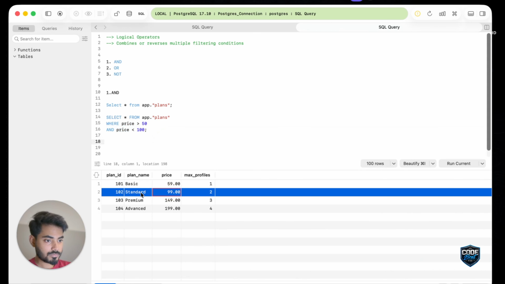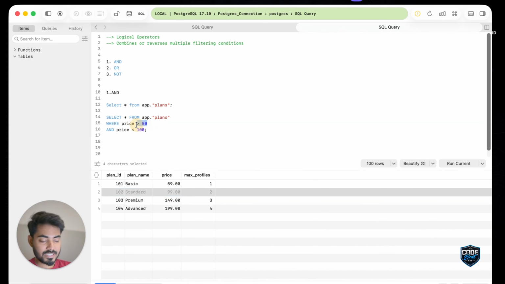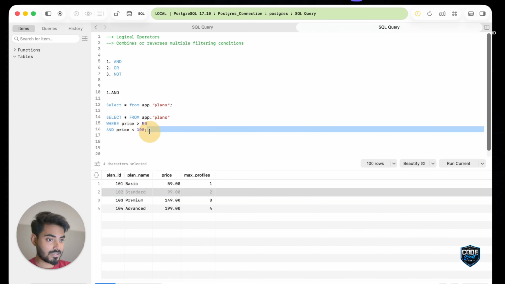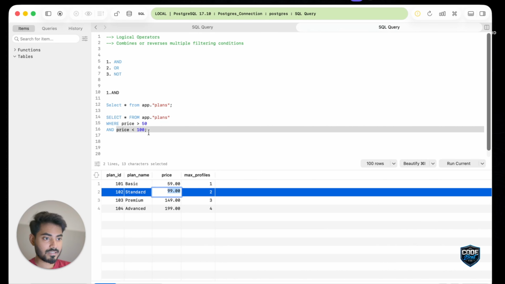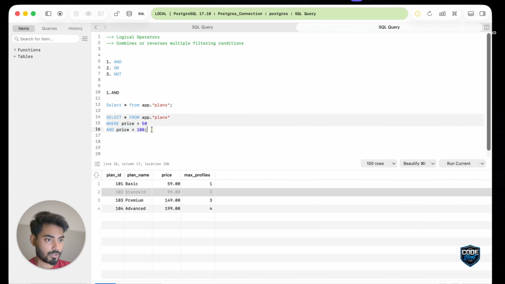Now what about the second row? It has a price equal to 99. Is this price greater than 50? Yes, it is greater than 50. But is this price less than 100? Yes, this price 99 is less than 100. So here also both conditions are true. That means this second row will also be in the output of the final table.